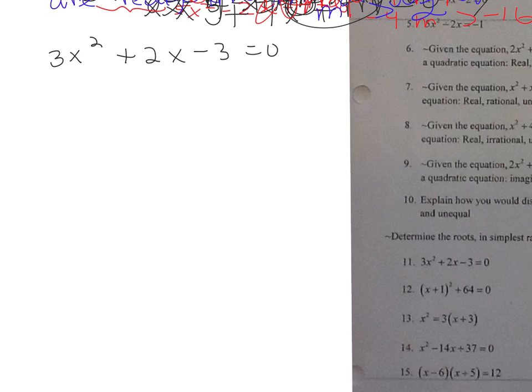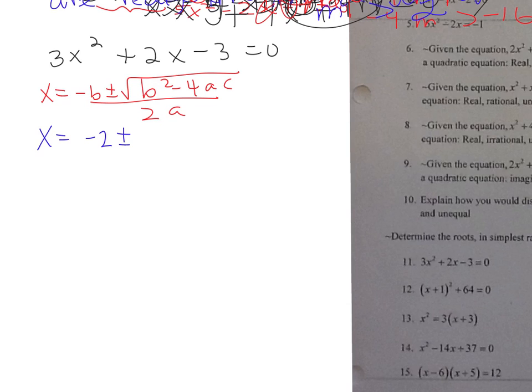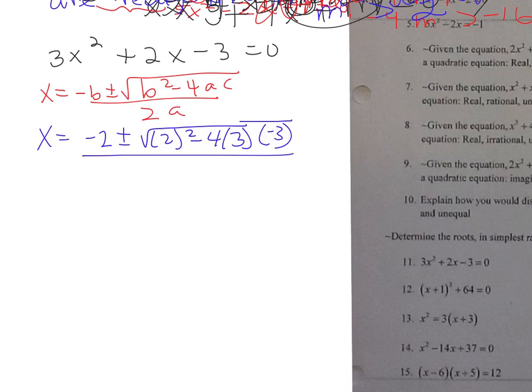All right, so I look at this and I notice that I don't have a 1 in front, so I do not want to complete the square. So I'm going to use the quadratic formula. That's x equals negative b plus minus the square root of b squared minus 4ac all over 2a. All right, so b is 2, so it's x equals negative 2 plus minus the square root of 2 squared minus 4 times a, which is 3, times c, which is negative 3, over 2 times 3.